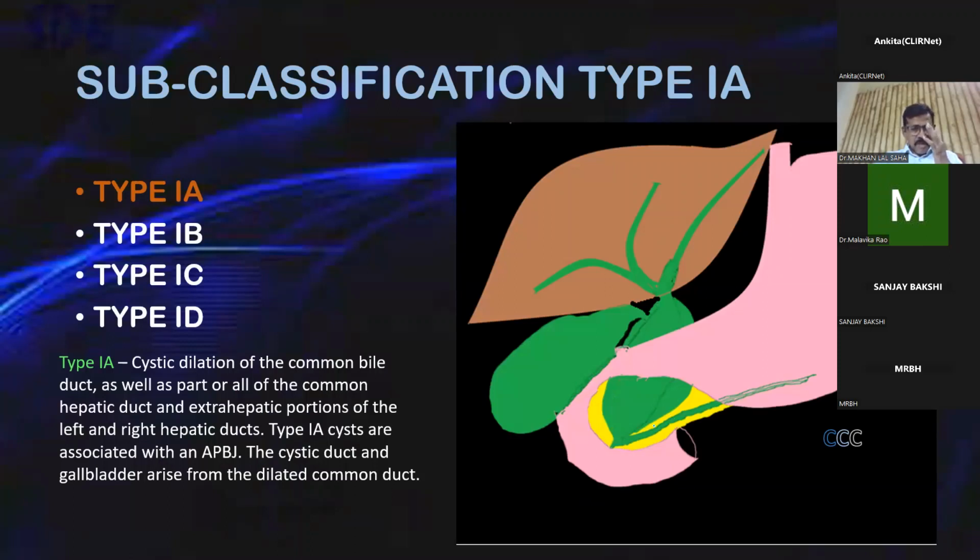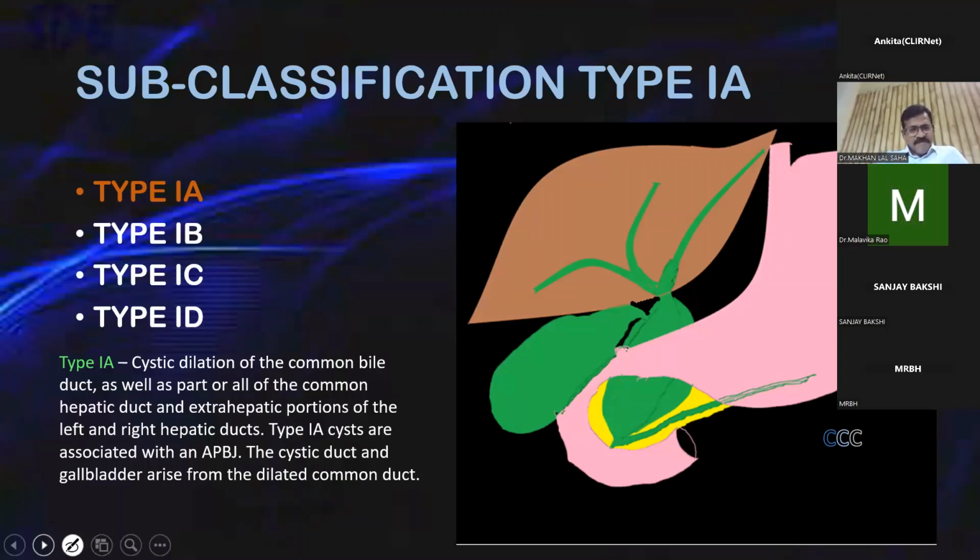Why is it important? Because when you're excising it, you need to be very careful of not taking the pancreatic duct. Isn't that right, Professor Shah? Yes. And that is also described as one of the etiological factors for development of this choledochal cyst.